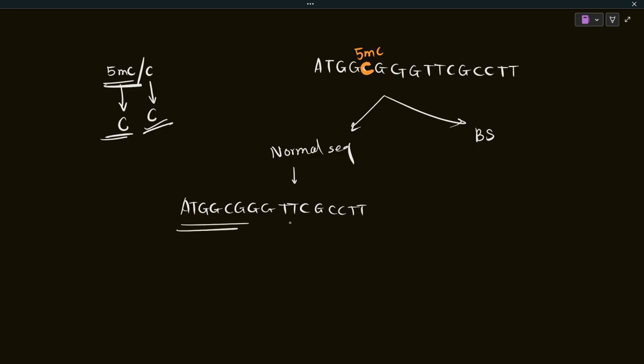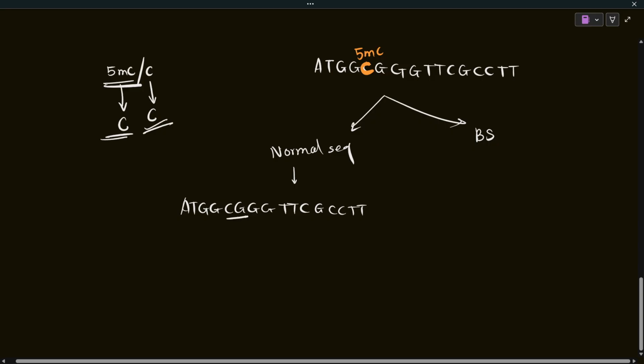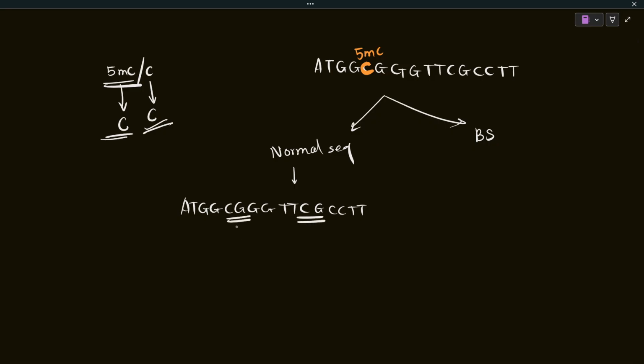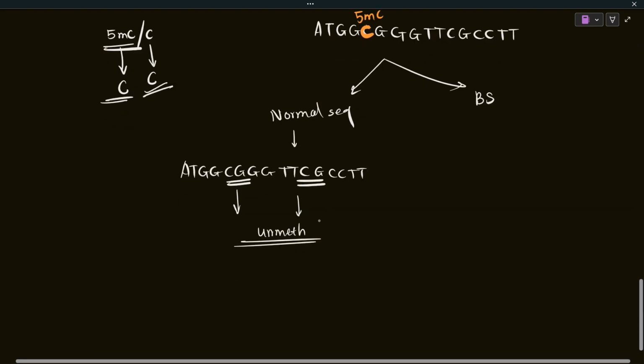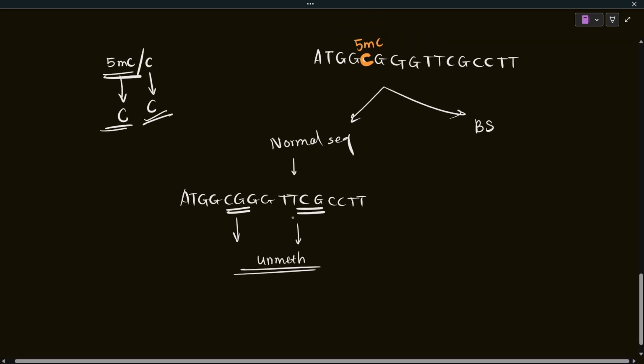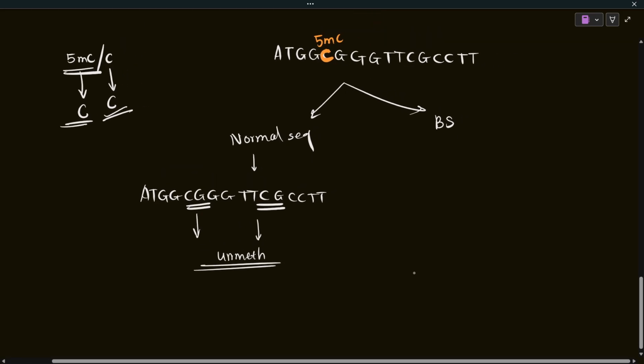Now in the normal sequencing, you don't know which C is methylated and which C is not. It seems like both are unmethylated. So there's no differentiation, there is no difference in the results. You won't be able to decipher which cytosine is methylated and which cytosine is not. That's why we abandoned this method and we moved to bisulfite sequencing.